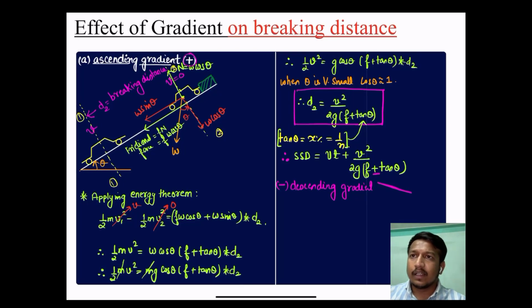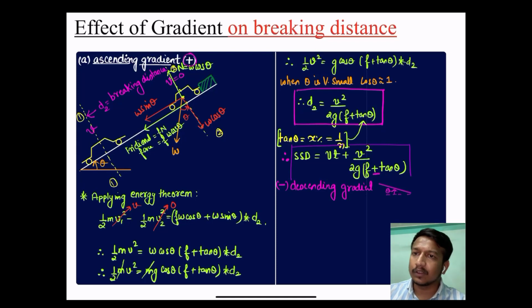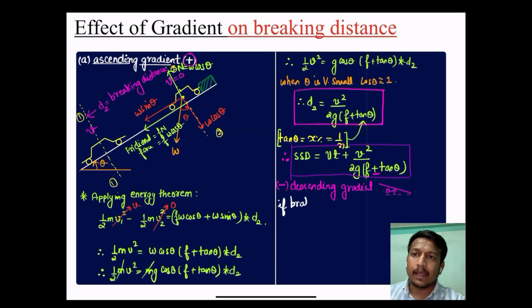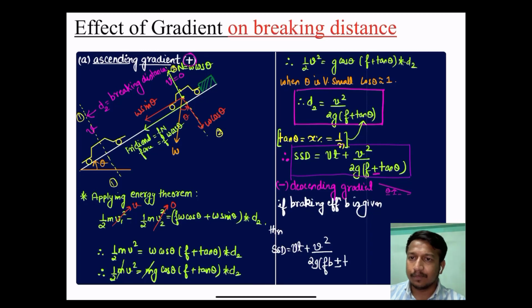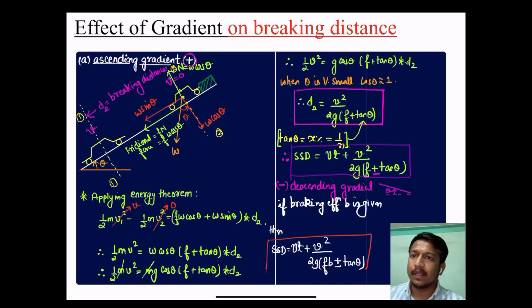So if sometimes the descending gradient is given to you, at that point of time you need to use the negative sign instead of the positive sign. Earlier I showed you ascending gradient positive, descending gradient negative. Now sometimes the braking efficiency is given to you, that is the b value. We know that f is multiplied by b, then SSD is given as SSD is equal to v into t plus v square divided by 2g into (f into b plus tan theta). So this is SSD if braking efficiency is given and the effect of gradient is considered.